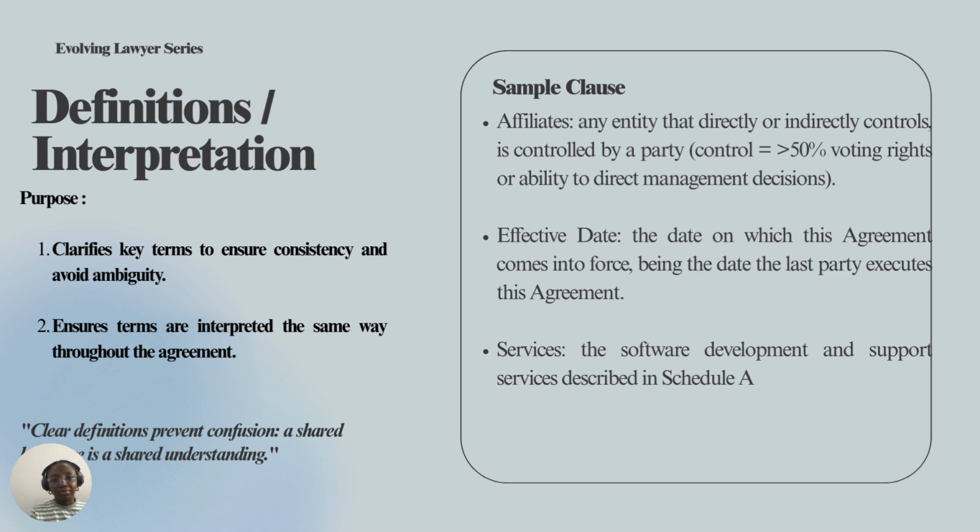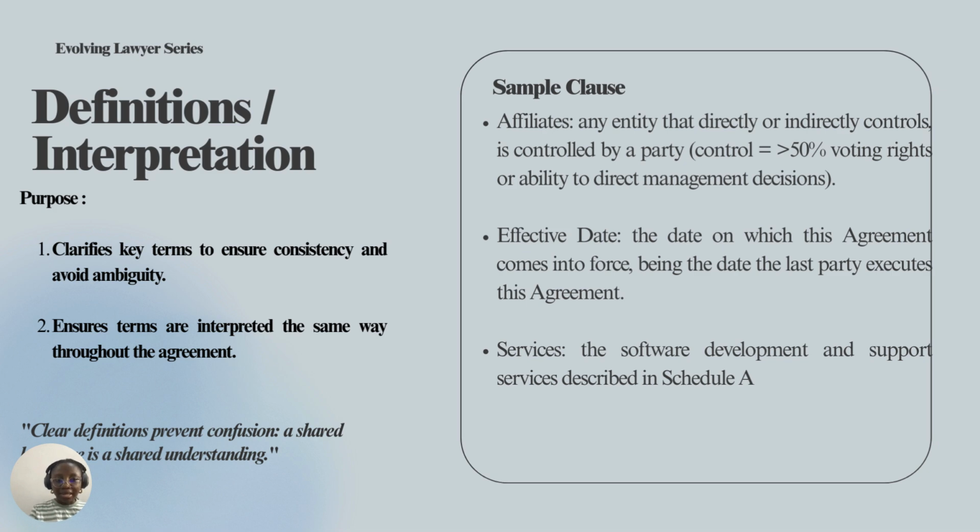Look at the sample clause. Affiliates. I already mentioned this. Then the effective date: the date on which this agreement comes into force, being the date the last party executes this agreement. Remember when we were looking at the parties clause, I mentioned effective date and I said I was going to talk about it in this definitions section. So it's very important. I would rather, in my agreement, not put a particular date of when that agreement would come into force. Let's say I'm reviewing this agreement on the 31st of January. I'm not going to put 31st of January as the commencement date.